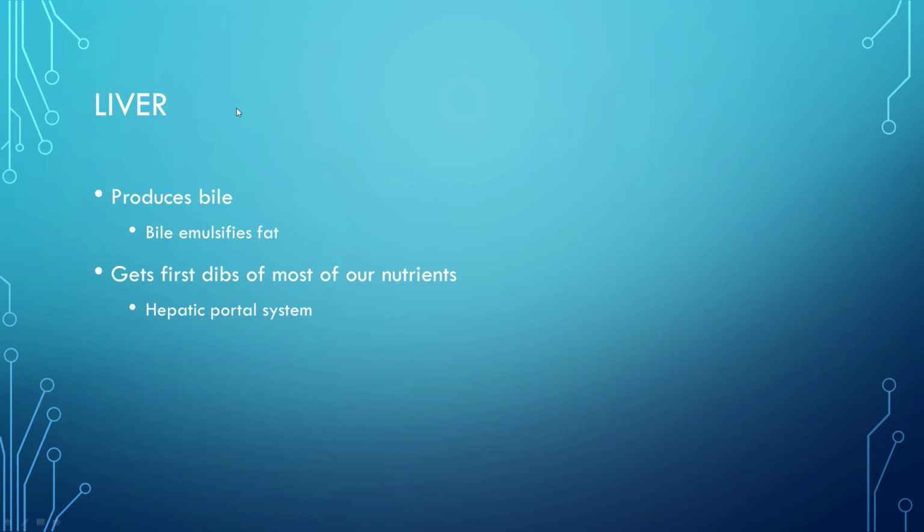Liver, getting into our accessory structures. The big thing I want you to remember about liver, everyone, is the liver produces bile. It makes bile. The gallbladder stores it. The liver produces it. Now, the liver, keep in mind, does over 500 different things. It is a workhorse. But in regards to the digestive system, one of the big things is production of bile, and bile helps to emulsify or break down fat.